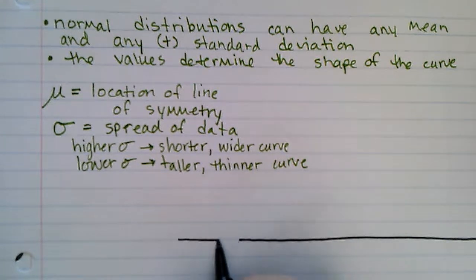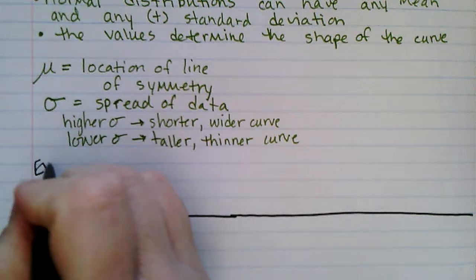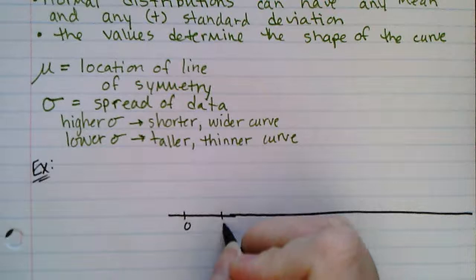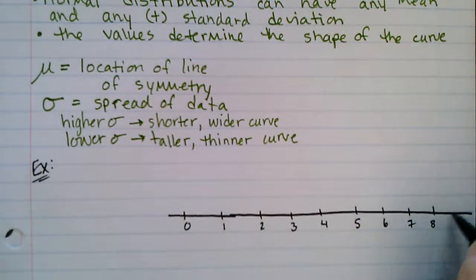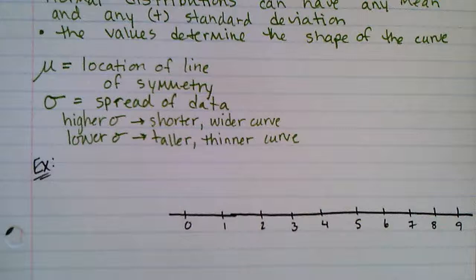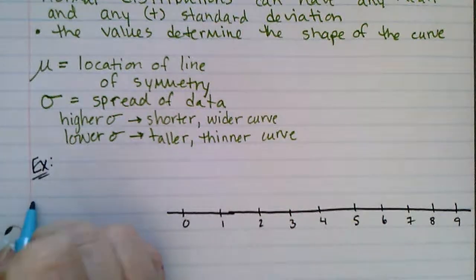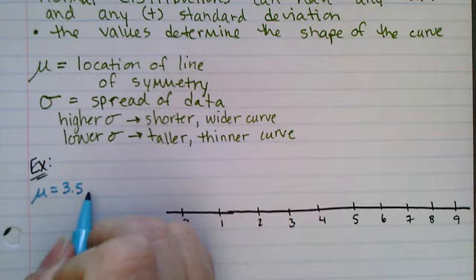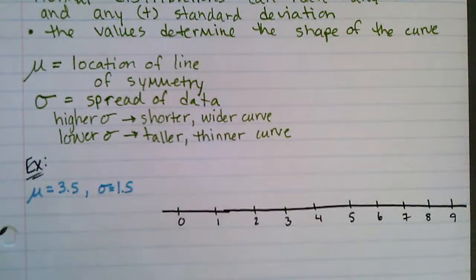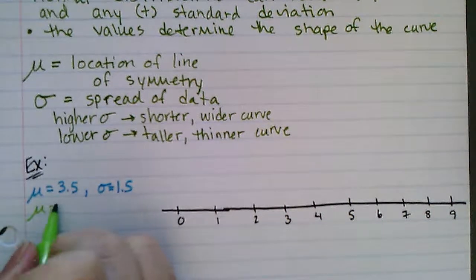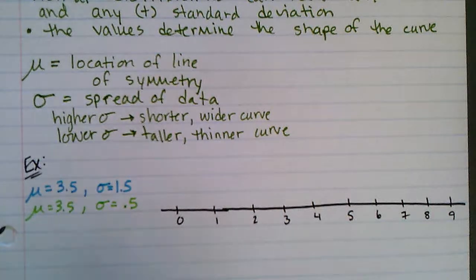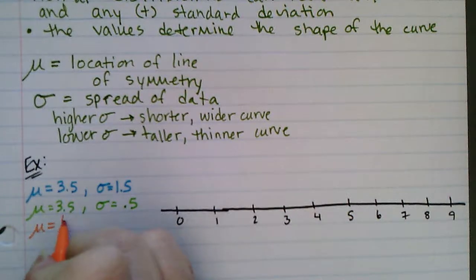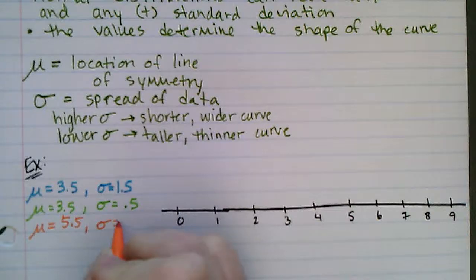So let me make a little comparison chart for you here. This is going to be an example. I am going to go 0, 1, 2, 3, 4, 5, 6, 7, 8, 9. And I'm going to give you 3 different sets of information. In my first one, the mean is going to be 3.5 and sigma is going to be 1.5. And I'm going to compare that to a mean of 3.5 and sigma of 0.5. And my third data set is going to be a mean of 5.5 and sigma is 0.5.